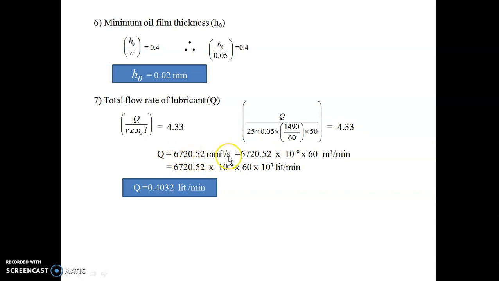6720.52 mm³ per second. Now we require the answer in liters per minute. So we'll convert it into meter cube per minute first. So 6720.52 into 10 raised to minus 9, that is mm³ to meter cube, into 60, that is seconds to minute. Then we'll convert this meter cube into liter. So 6720.52 into 10 raised to minus 9 into 60 into 10 raised to 3, that is liters per minute. By solving this, we get Q equal to 0.4032 liters per minute.